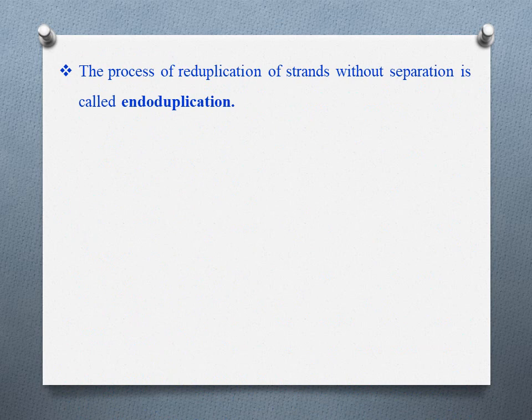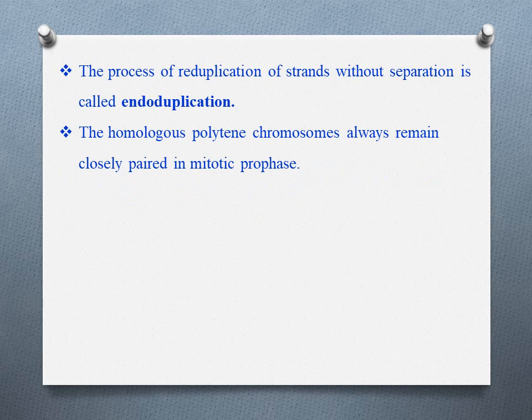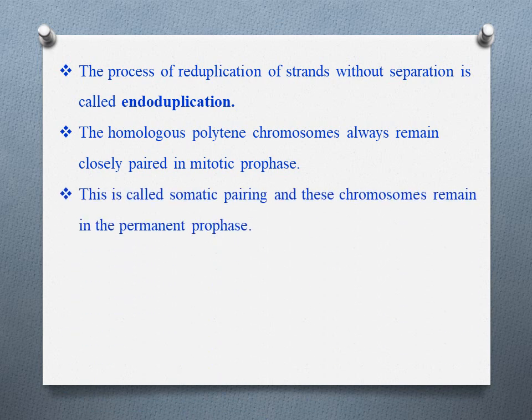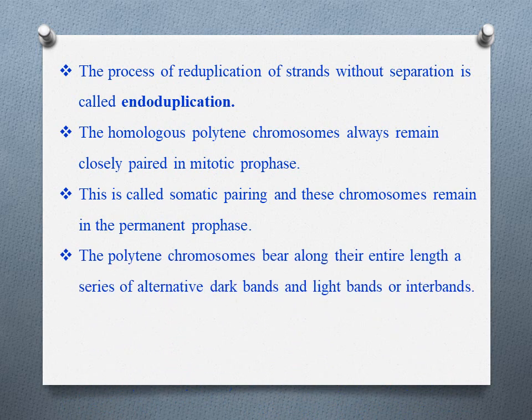The process of reduplication of the strands without their separation is called endoduplication. The homologous polytene chromosomes always remain closely paired in the mitotic prophase. This is called somatic pairing, and these chromosomes remain in the permanent prophase stage. The polytene chromosomes bear along their entire length a series of alternating dark bands and light bands, which are also called the interbands.